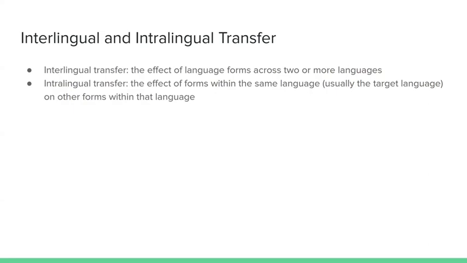Inter is the relationship of a different two, and intra is the relationship within one. Yes, very good. So inter has to do with between languages. Intra means within one language. That is the reason why we use the expression international relationship, right? Between nations. So interlingual also refers to this effect of language forms across two or more languages.